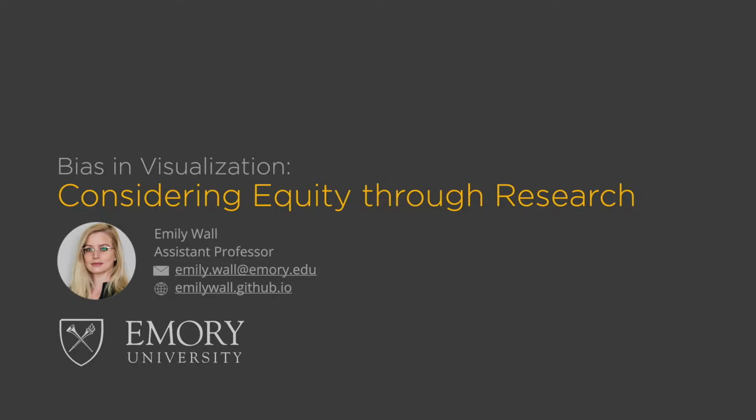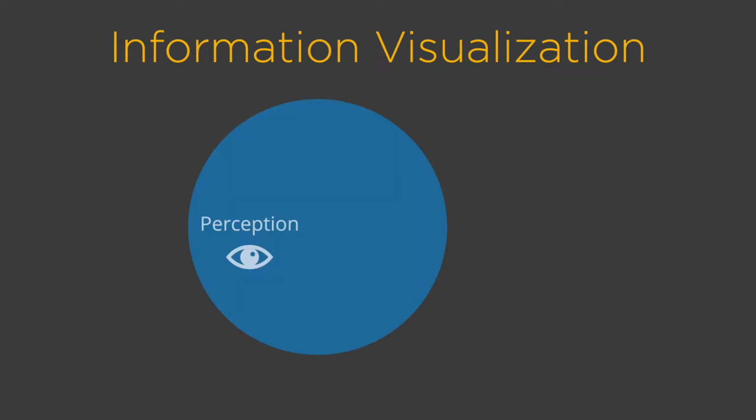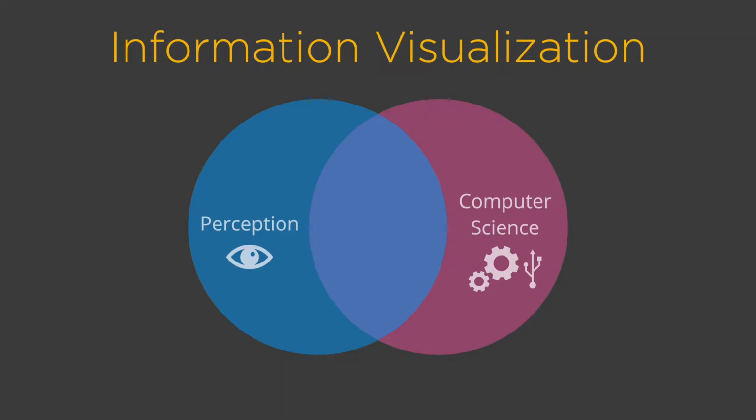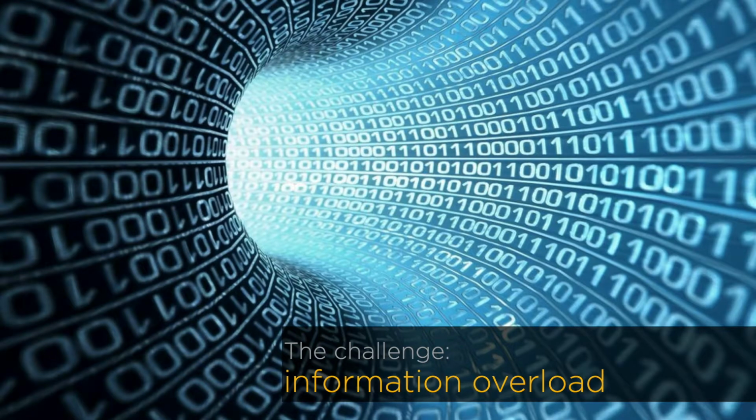So today I'm going to talk to you about my work on bias and visualization as a mechanism with which I address equity through my research. Information visualization as a field combines research methods and techniques from human perception and computer science. The field is motivated by information overload, and we learn quite a bit from vision scientists in this regard.